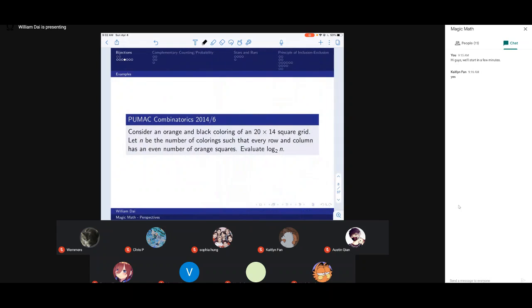Here's our third example. Oh, and in case you aren't familiar with the log expression here, basically it's find the k such that n equals 2 to the power of k.